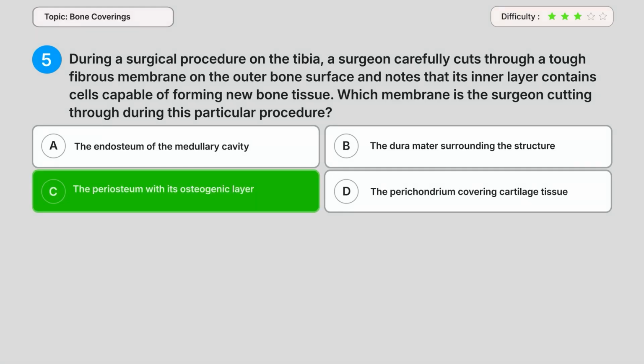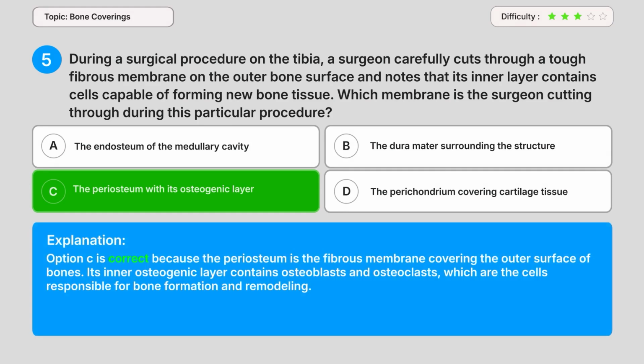Correct answer, C. The periosteum with its osteogenic layer. Explanation. Option C is correct because the periosteum is the fibrous membrane covering the outer surface of bones. Its inner osteogenic layer contains osteoblasts and osteoclasts, which are the cells responsible for bone formation and remodeling.